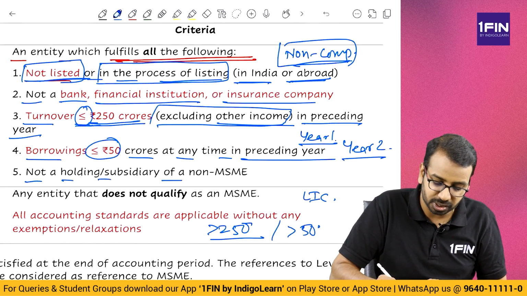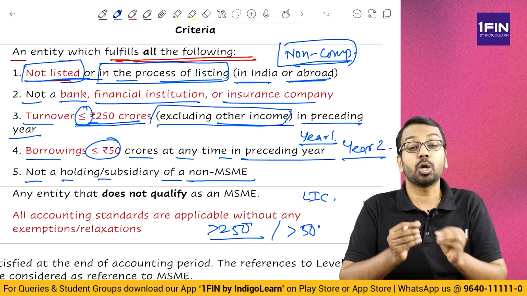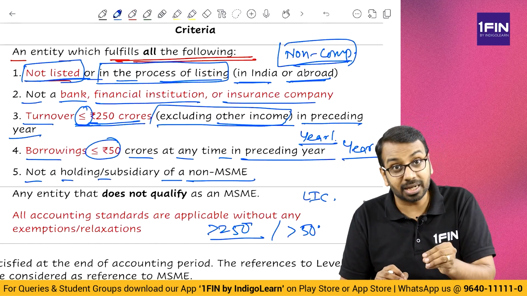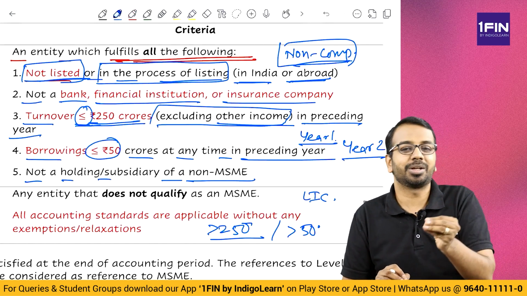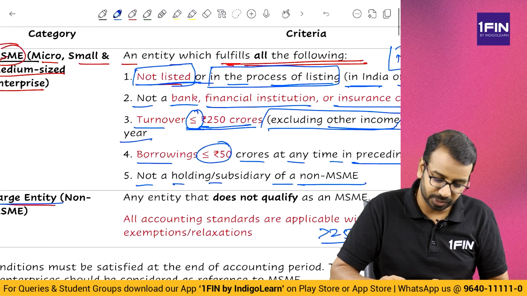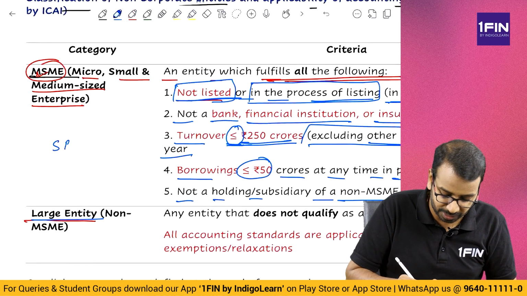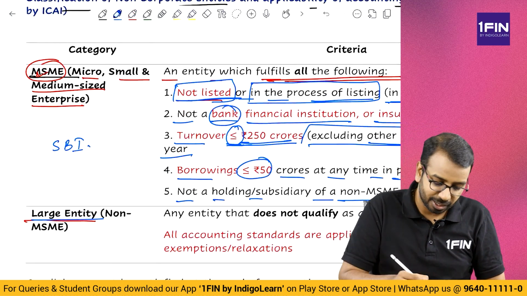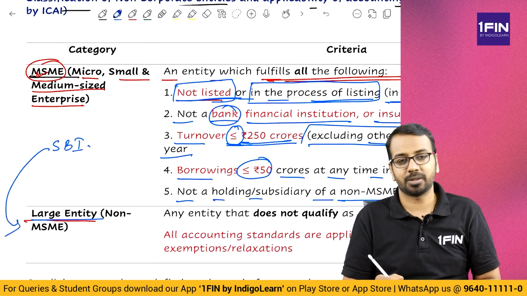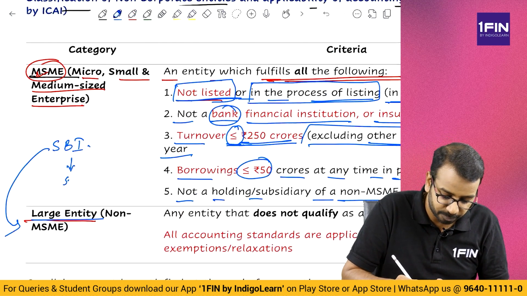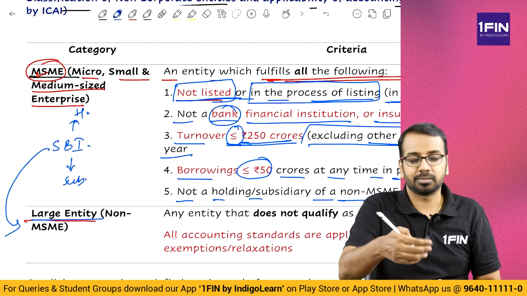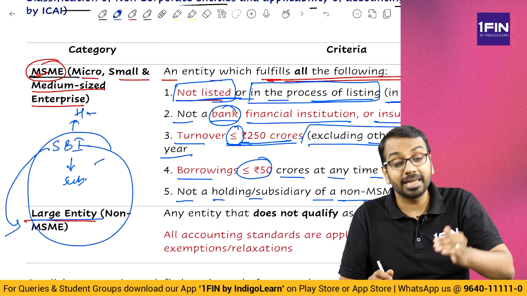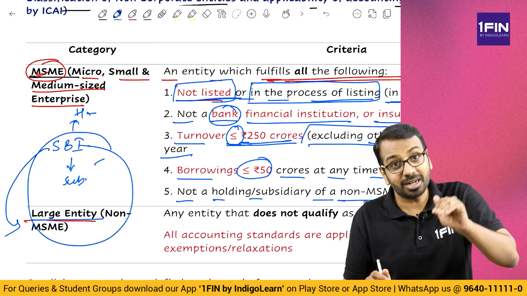Not a holding or subsidiary of a non-MSME. So, if there is any non-MSME, the holding company of that non-MSME, that is a large entity, or a subsidiary company of that non-MSME will automatically become a large entity. So to give you an example, let us say if you have, for example, SBI. Now SBI is a bank, it is also governed by a special act, it is listed, so it becomes a large entity. If you have any subsidiary of SBI or holding company of SBI, just for example, then this also will become large entity. So holding and subsidiary of large entity are by default large entities.